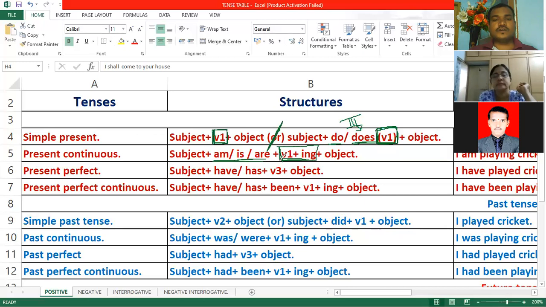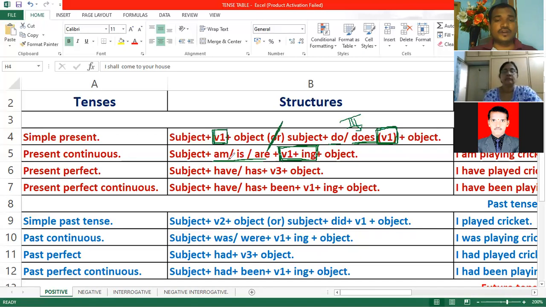Whatever the continuous tense, it might be present continuous or past continuous or future continuous, or present perfect continuous or past perfect continuous or future perfect continuous, if it is continuous in the sense, there should be V1 plus ing. It's a blind rule. You can remember easily. All right. So it is present continuous.